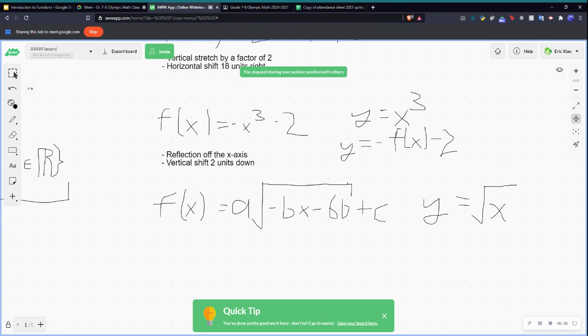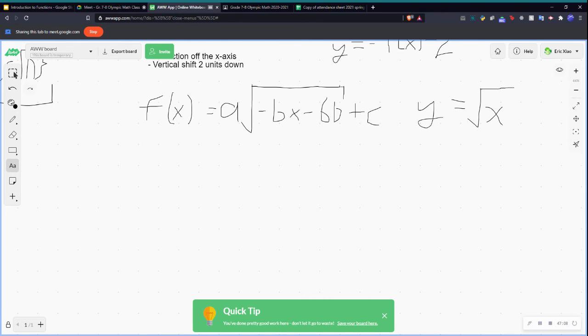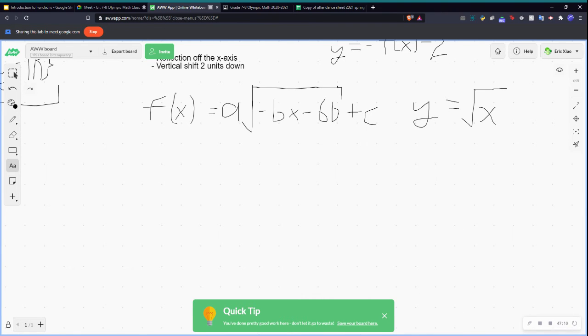Oh, okay, move this around. There you go. So y equals square root of x is your base function. All right, so now let's look at all the transformations. First, let's look at reflections. You can see that there's a negative in front of this x. It's negative b, but this negative results in a reflection off the y-axis because it's inside the function.